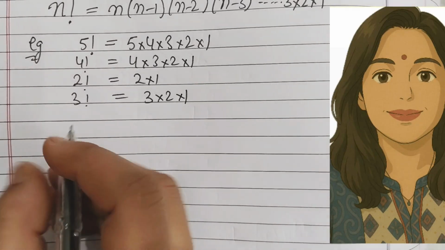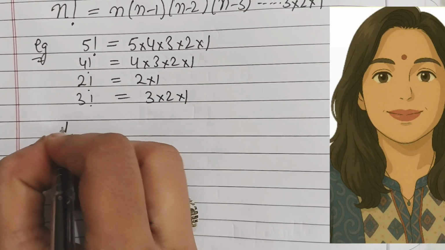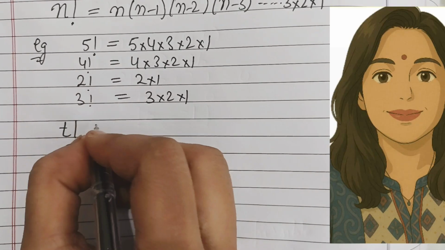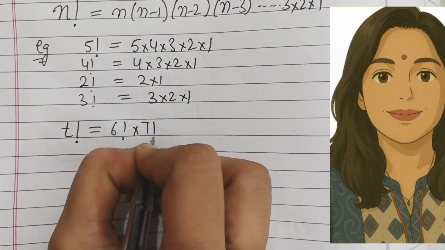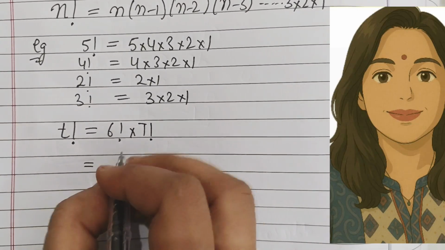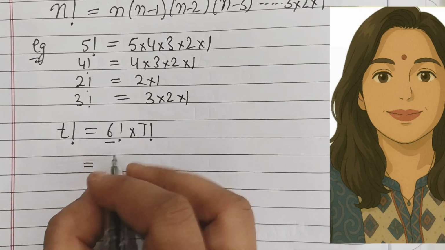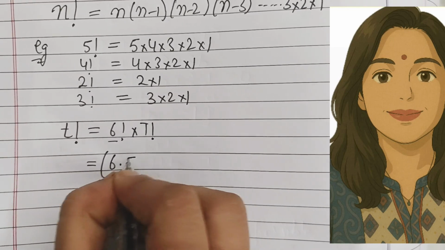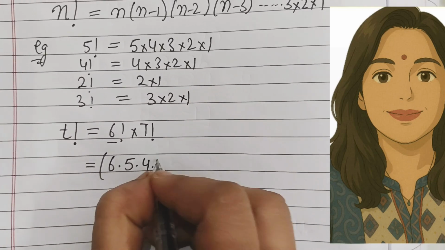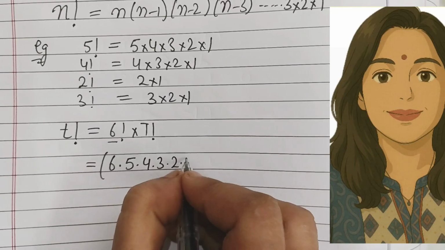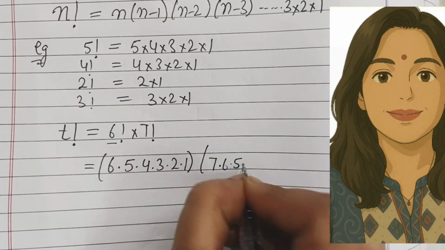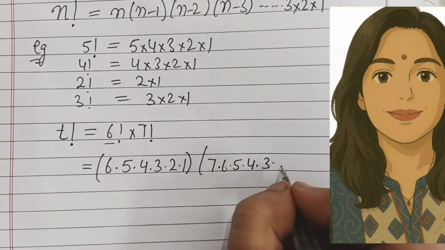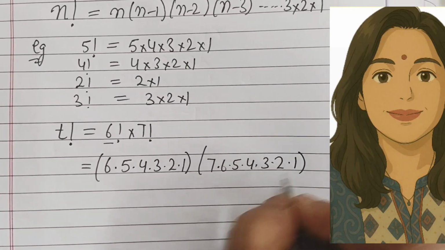Now let's solve for the value of t. Here we have t factorial equals 6 factorial into 7 factorial. So we can write 6 factorial as 6 into 5 into 4 into 3 into 2 into 1, and we can write 7 factorial as 7 into 6 into 5 into 4 into 3 into 2 into 1. Okay.